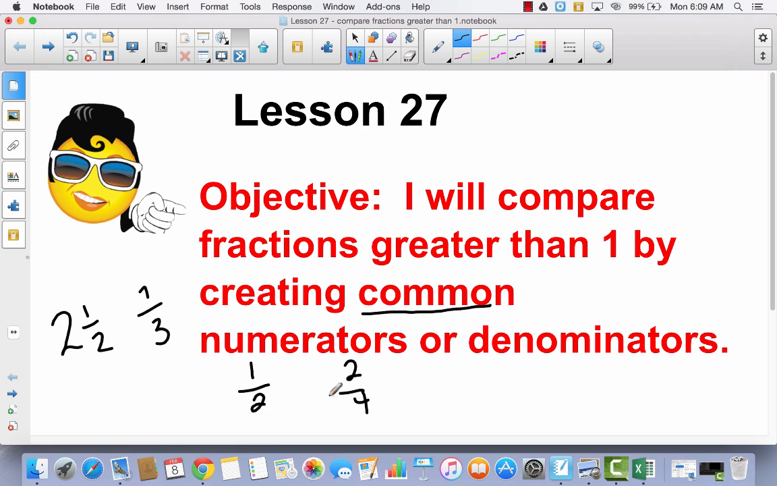So remember, when I create a common numerator, that means that the numerators, or the numbers on top, are the same. Or I create a common denominator, which means the numbers on the bottom are the same, because that makes comparing the fractions a lot simpler.